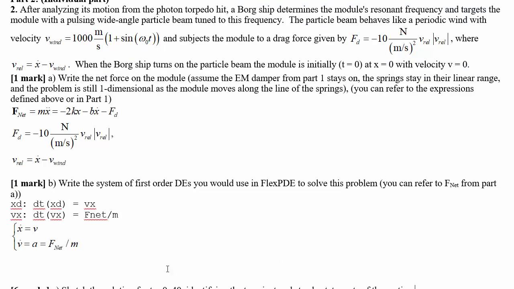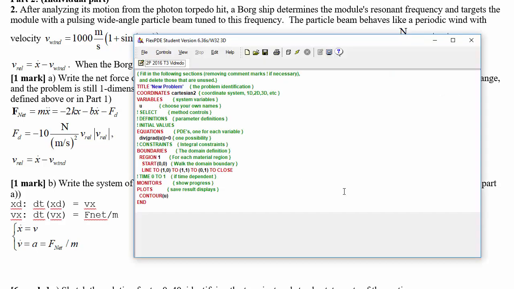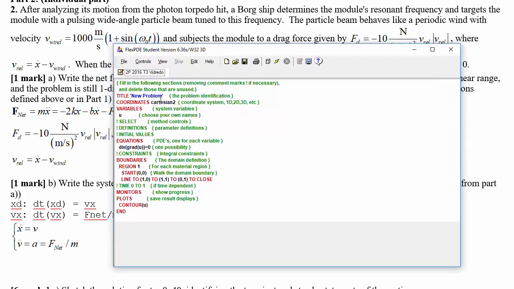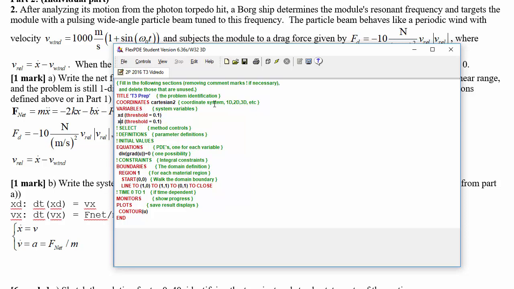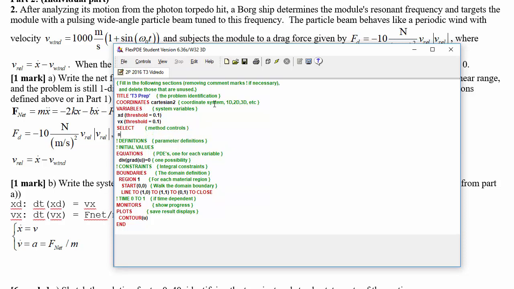Right, so now is where we'd actually need to go ahead and solve this. Let's get our FlexPDE code here. We've got a new problem that I've just saved as a 2016 T03 video redo name. So let's call this T3 prep. And what do we need? We're going to have XD, threshold is 0.1, and we're going to go with Vx for the second variable, and grid is 1, and set up some definitions.